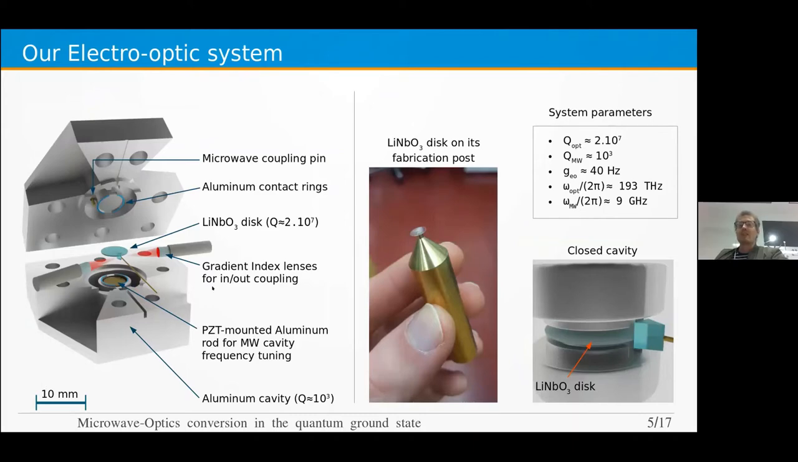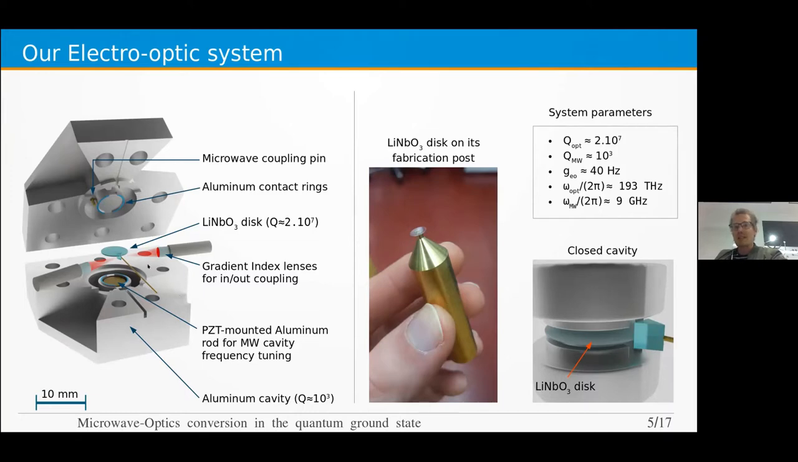So the system we use looks like this. We basically polish a lithium niobate disc that we insert in a microwave aluminum cavity. So the aluminum rims highlighted in blue will come in contact with the disc to enhance the overlap between the microwave field and the optical field. On this picture, you can see what it looks like when the cavity is actually closed. All these holes here are just made to be able to screw the two parts of the cavity tightly together.